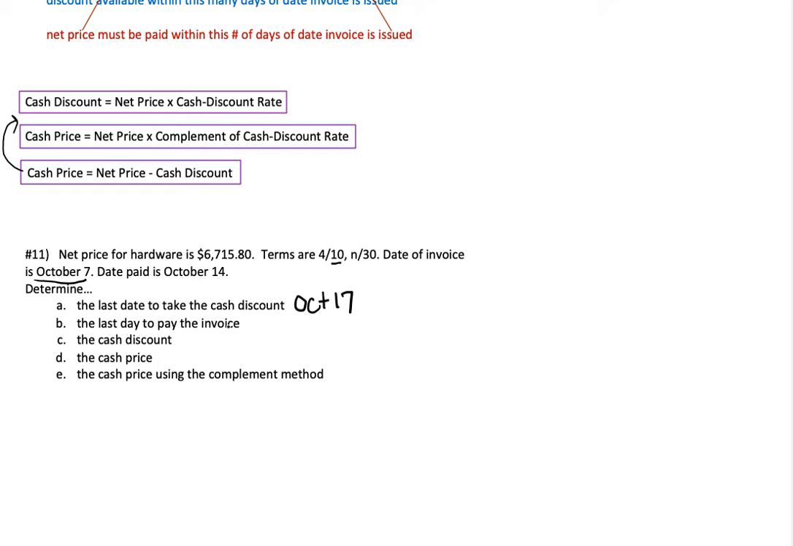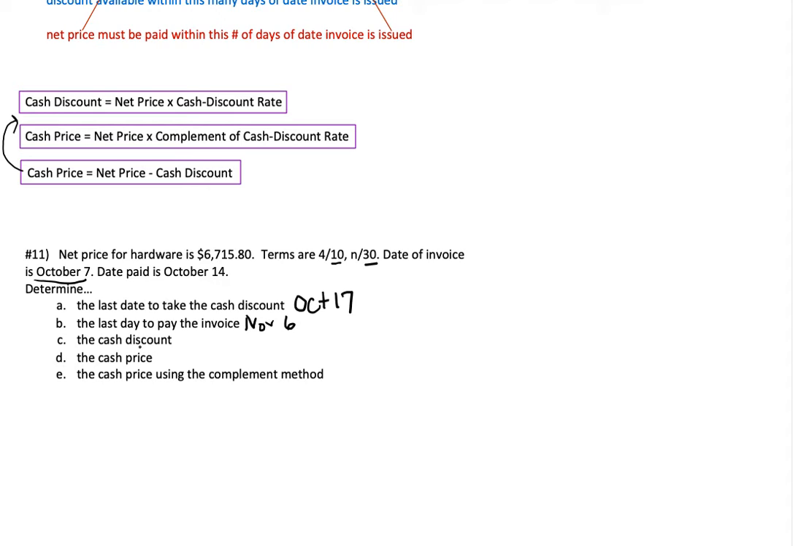The last day to pay the invoice is 30 days after October 7th. Well, that would bring us into November. There's 31 days in October, so the last day to pay the invoice will actually be November 6th.